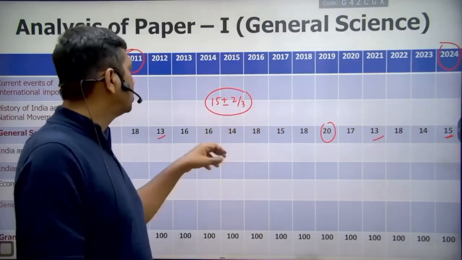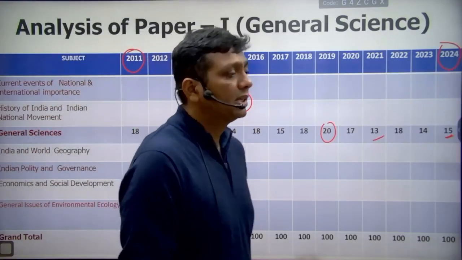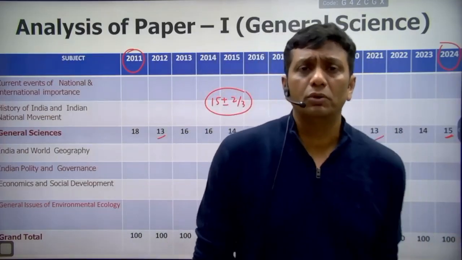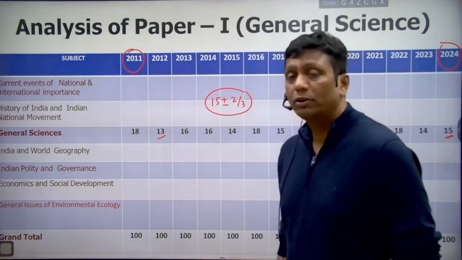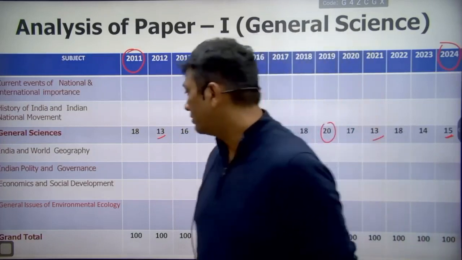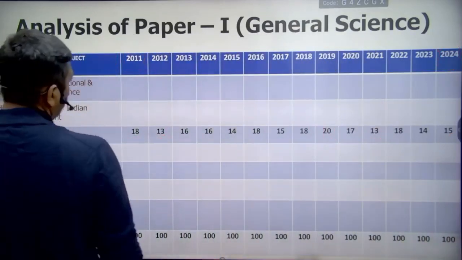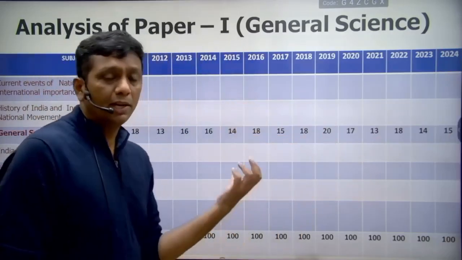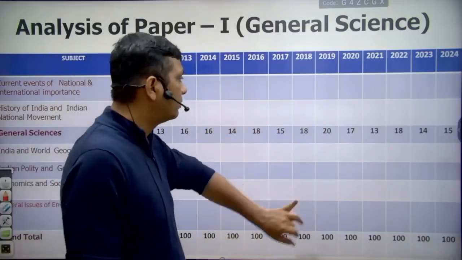If UPSC asked only one, two or three questions from science and tech, I would not recommend that you waste your time on it. But 15 questions, plus or minus 2 to 3, is a good weightage. So for these 15 questions, you are connecting here for the entire current affairs updates.